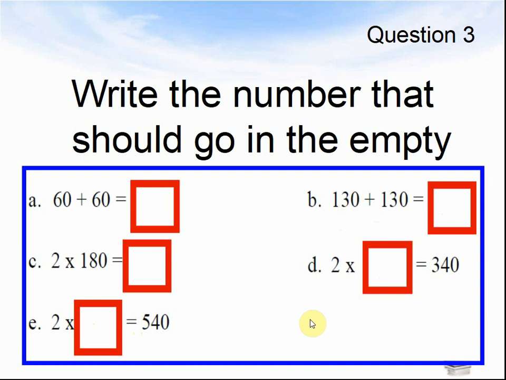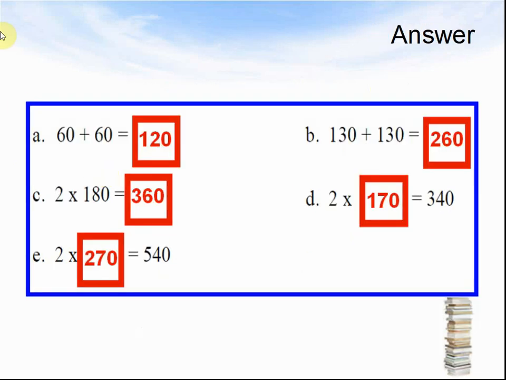Here come the answers. The answers are 60 plus 60 equals 120. B, 130 plus 130 equals 260. 2 times 180 equals 360. 2 times 170 equals 340. 2 times 270 equals 540. Let's look at the next question.